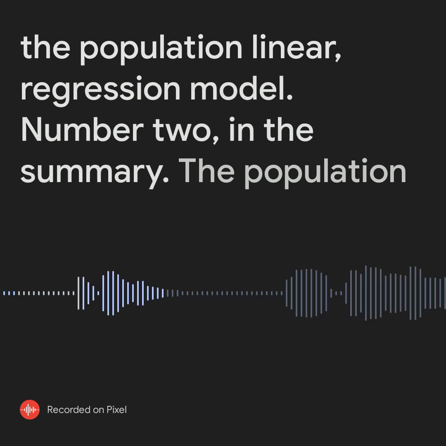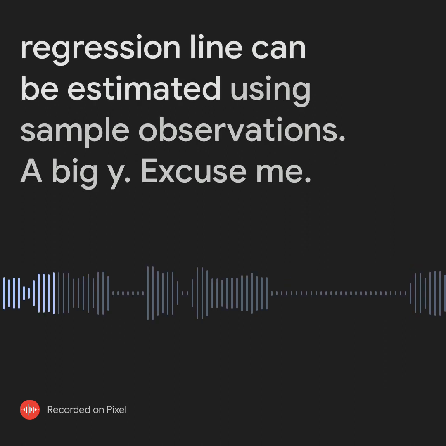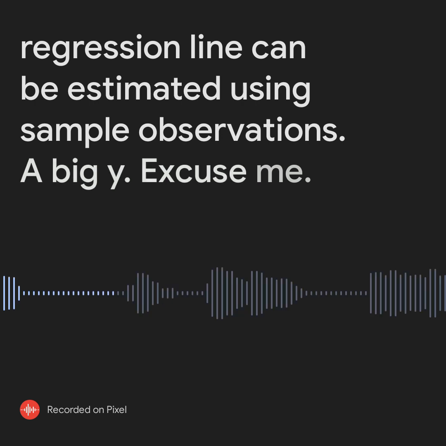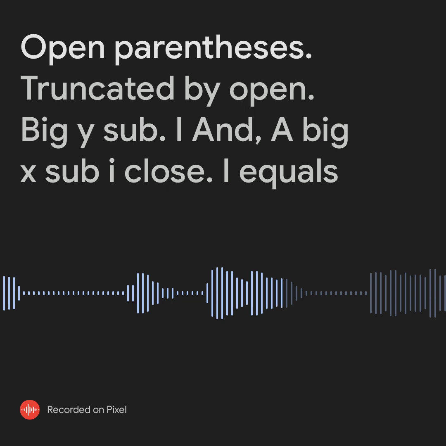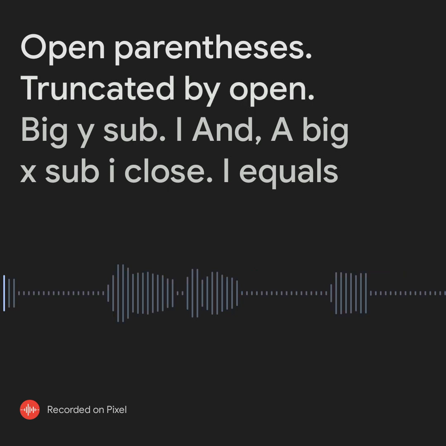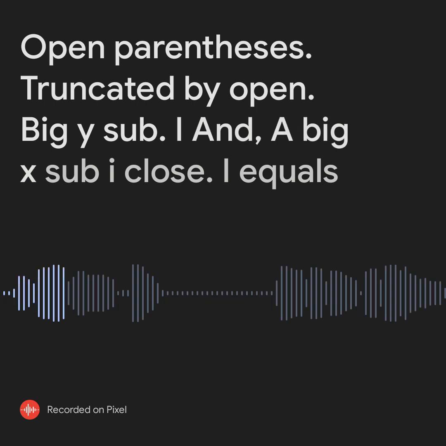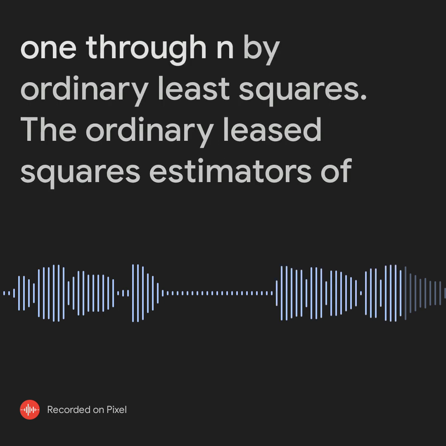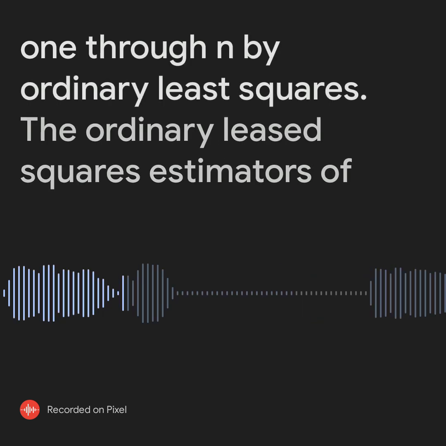Number 2 in the summary. The population regression line can be estimated using sample observations (big Y sub i, big X sub i), i equals 1 through n, by ordinary least squares.